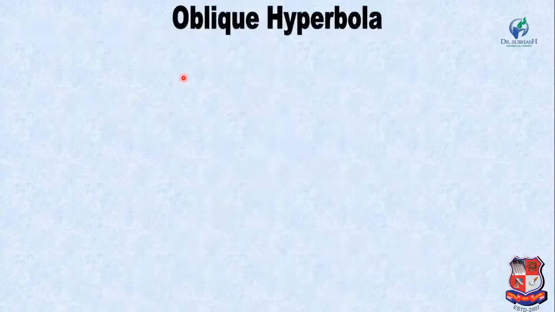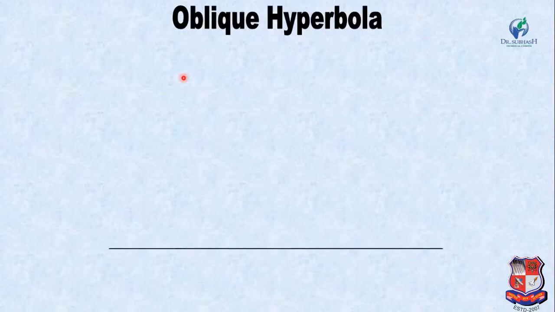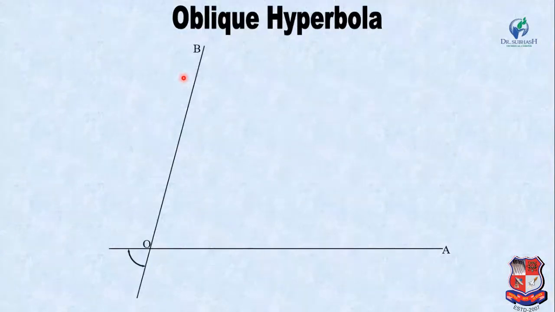Now the next method is the oblique hyperbola. This method is similar to the rectangular hyperbola, but the angle between the two asymptotes is other than 90 degrees, so it is known as the oblique hyperbola. Here you can see line OA and line OB are at an angle of, suppose, 75 degrees, or other than 90 degrees. But the method is the same.